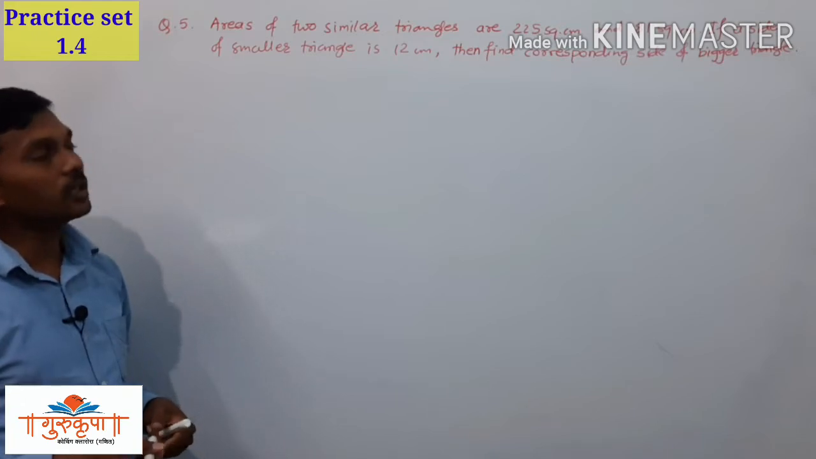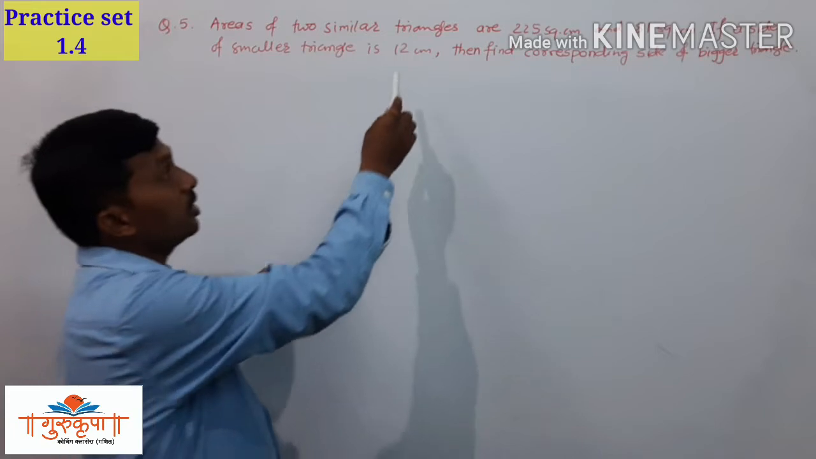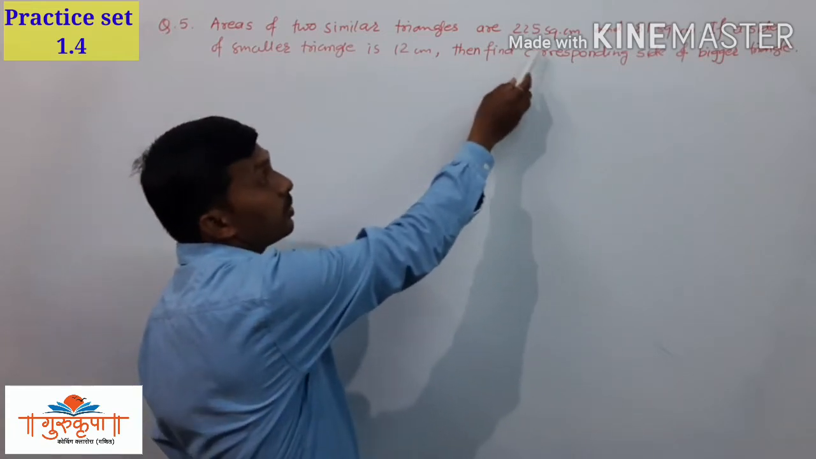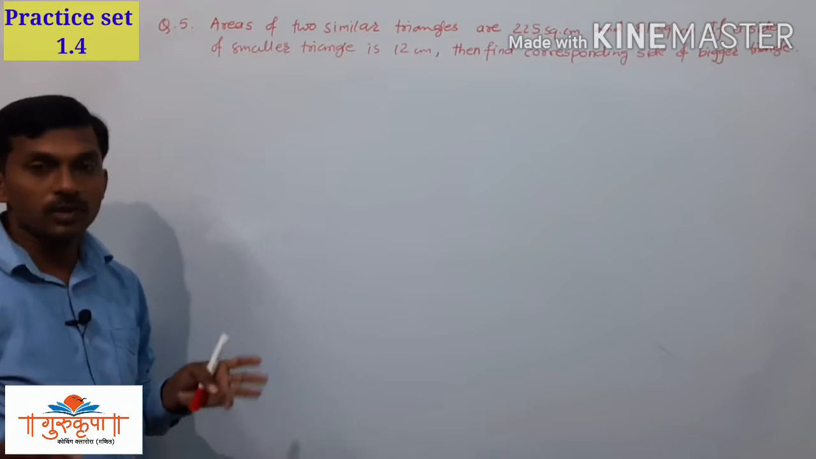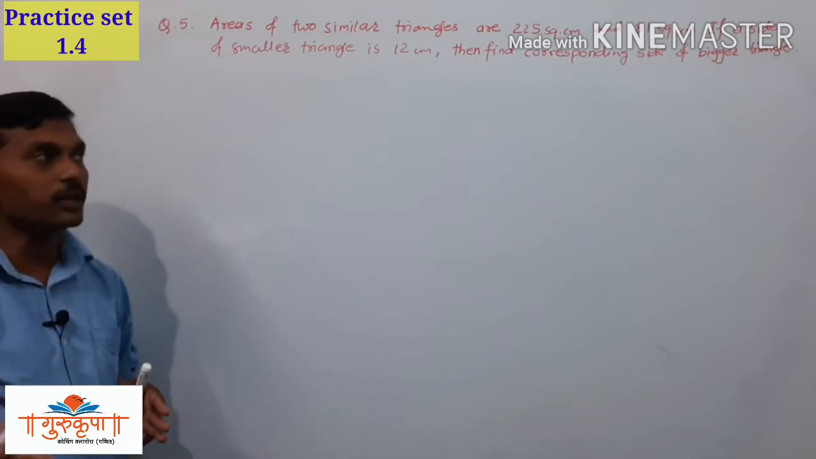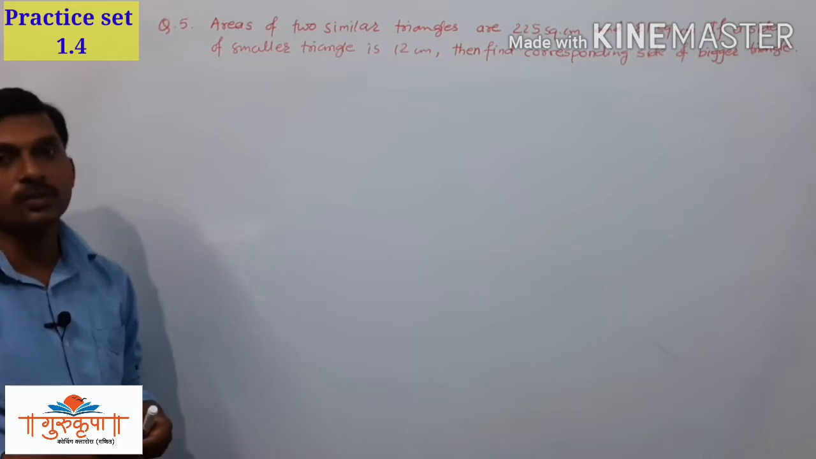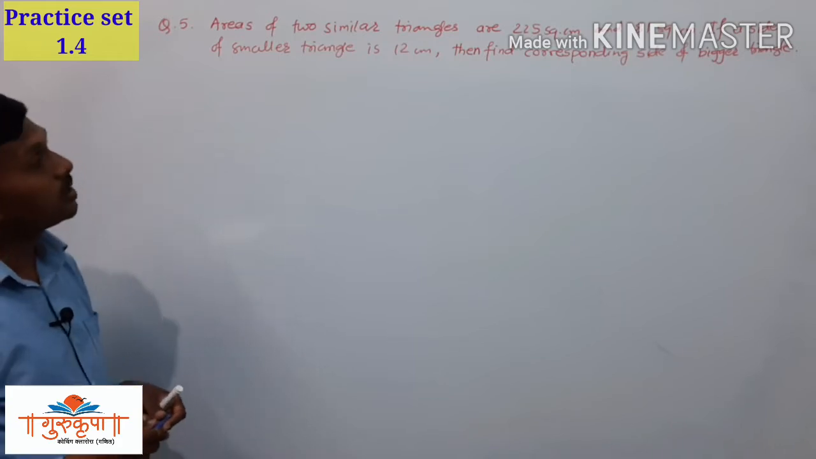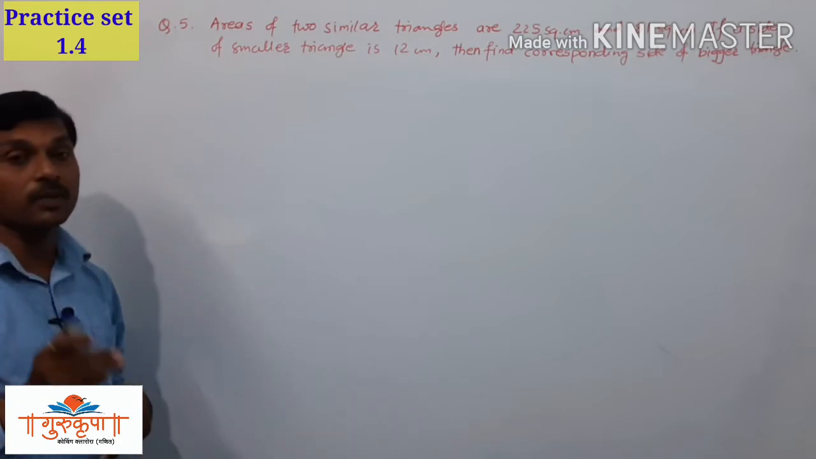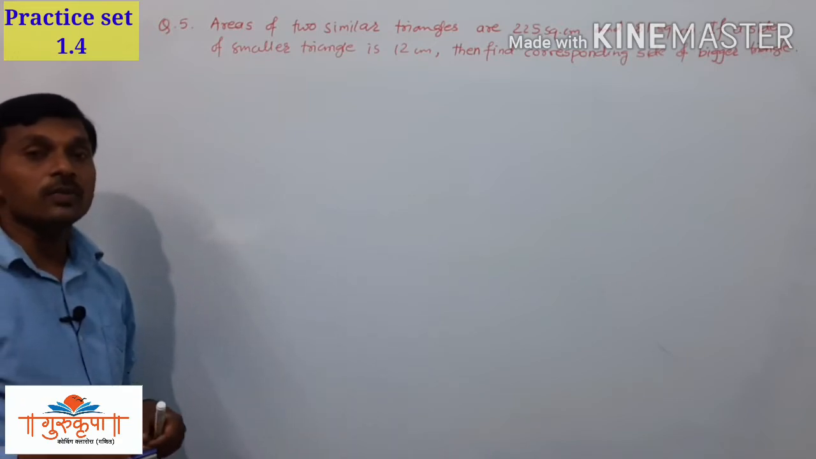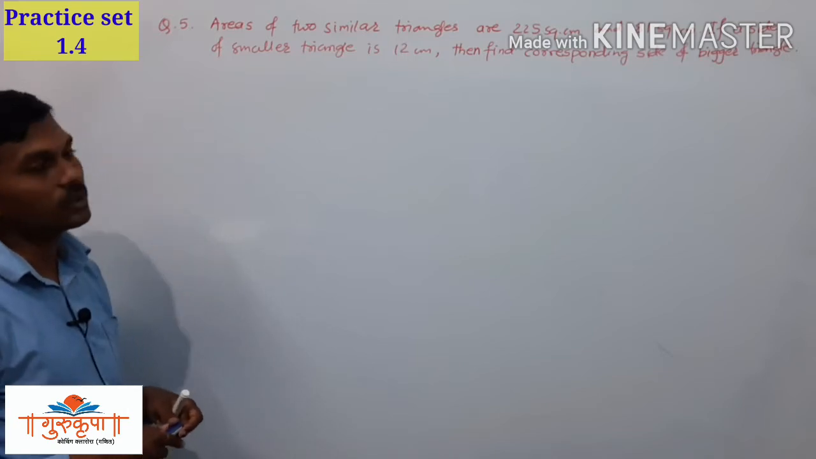One triangle is bigger and the other triangle is smaller. Here the first triangle is bigger, its area is 225, and the second triangle is the smaller one. From the areas we can understand which one is the bigger triangle and which one is the smaller triangle. That is very important. Each and every example from this practice set depends upon the theorem of the areas of similar triangles. Everywhere we have to use the same theorem.